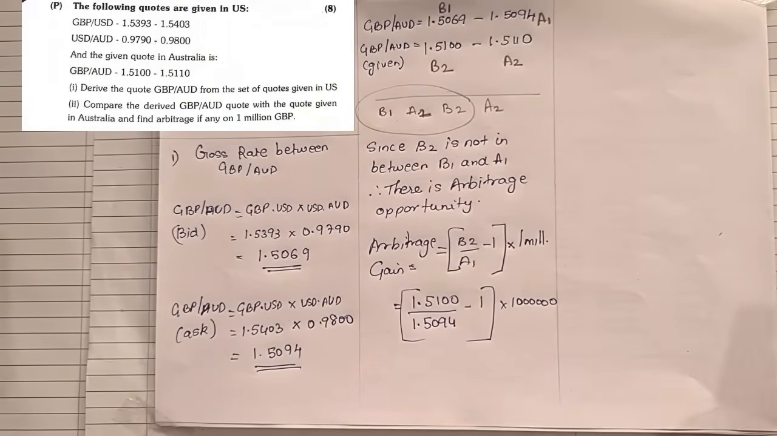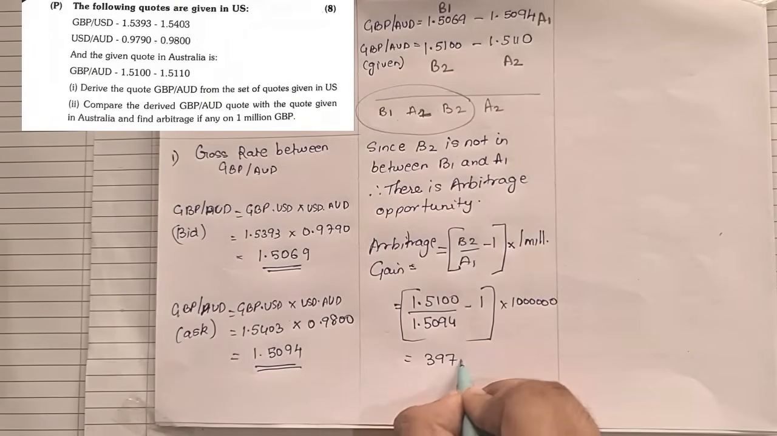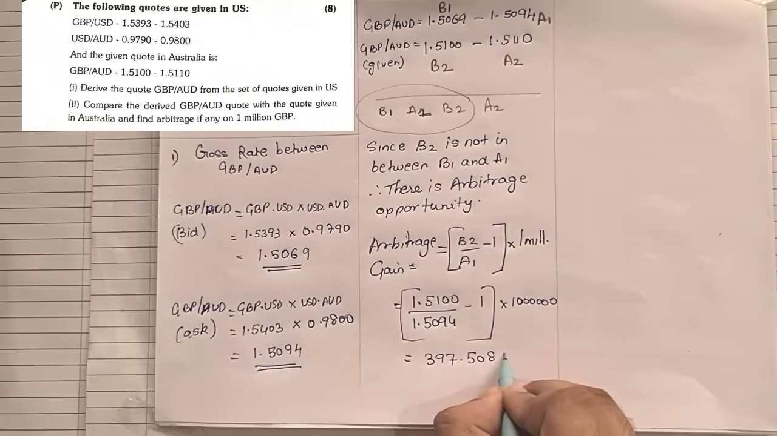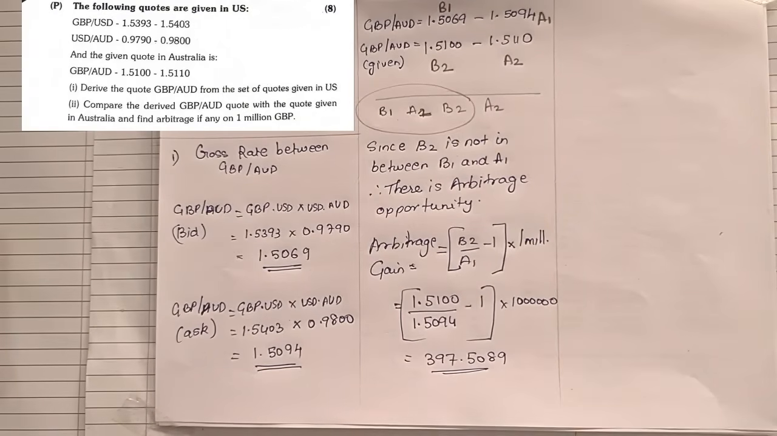Okay, so on your calculator, 1.5100 divided by 1.5094, whatever answer you get, minus 1, into 10 lakhs, so we will get the value as 397.5089.